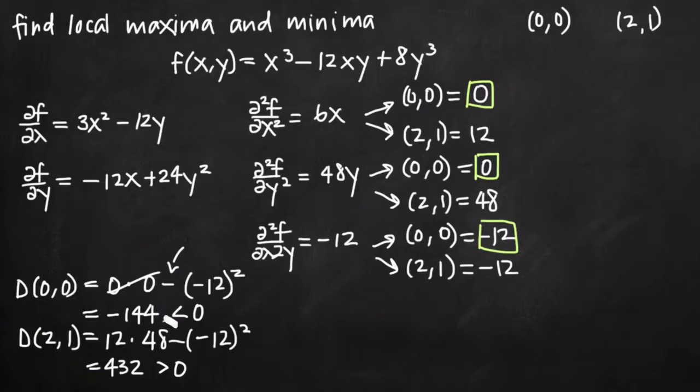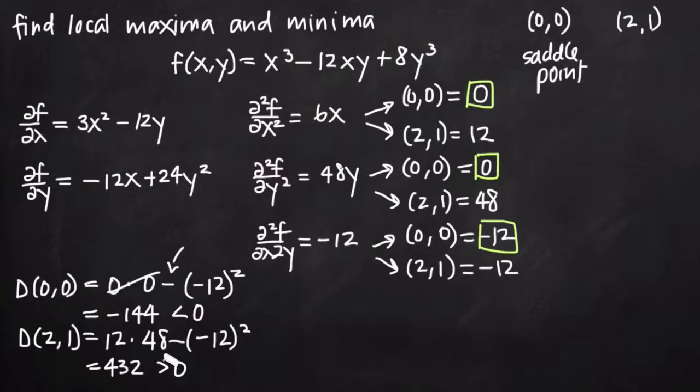If the value you get for D is less than 0, as in the case of our critical point here, 0, 0, where we got a negative 144, that's less than 0, then this critical point represents a saddle point. It's neither a local maximum nor a local minimum. So we'll say that our critical point 0, 0 here is a saddle point like this. So that's what we know if the value of D is less than 0.